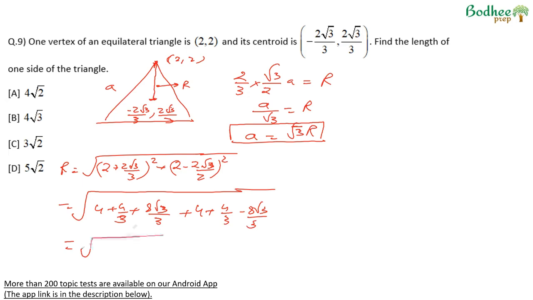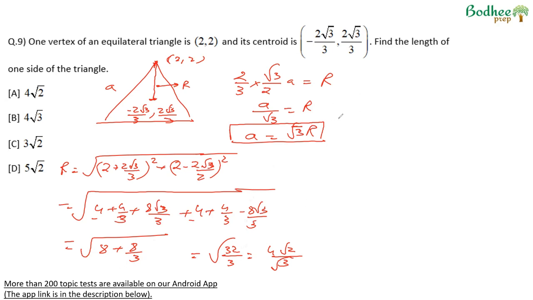Therefore, this becomes plus 4 plus 4, 8. 4 by 3 plus 4 by 3 is 8 by 3, which is nothing but 8 3s are 24. Root of 32 by 3. 32 will be 16 into 2. Therefore, 4 root 2 by 3. 4 root 2 by root 3. 4 root 2 is 32.